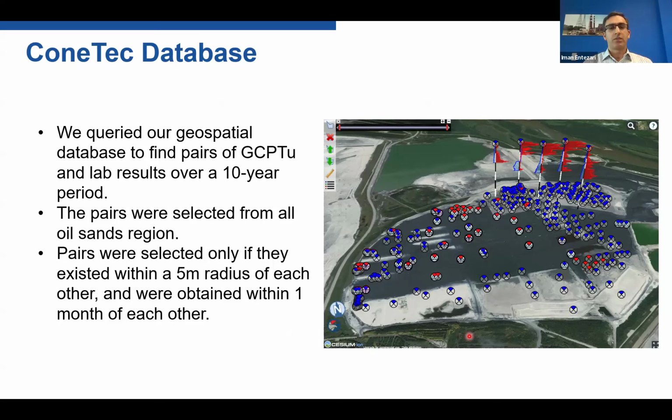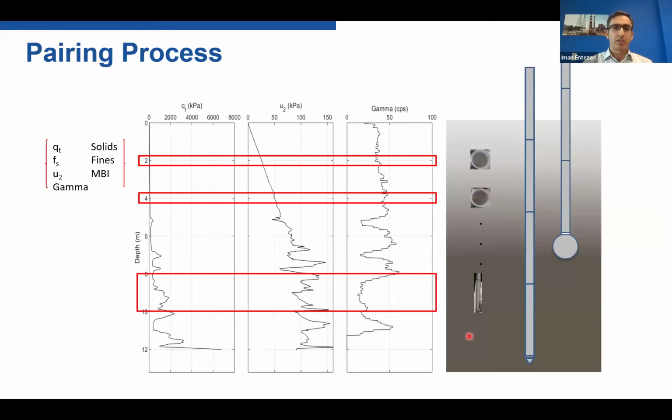So we found the gamma CPTs and the nearby samples and sample results. The pairs were selected from all the oil sands region, all the ponds that we had. We paired gamma CPT with lab results if they were within a 5-meter radius of each other and if they were collected within 1 month of each other.